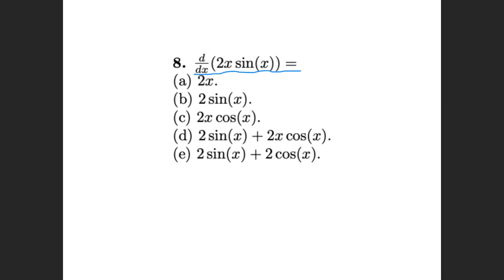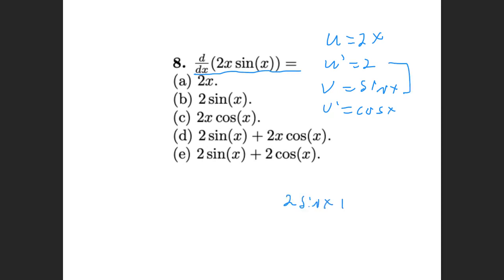Product rule, absolutely. U is equal to 2x, u prime is equal to 2, v is equal to sine of x, v prime is equal to cosine of x. Inside, so 2 sine of x plus outside 2x cosine of x. Okay, so that would be letter D, looks like. So you have to remember the product rule, the quotient rule, all those different types of derivatives that we've taken. And this week is kind of review using those types of rules.